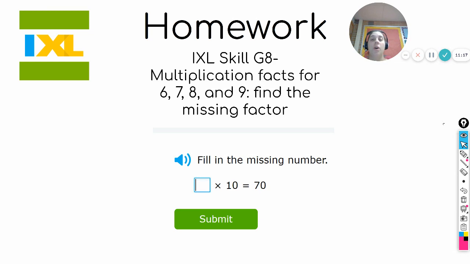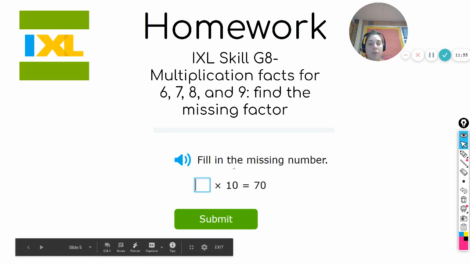Okay, that takes us to our homework. You're going to be doing IXL Skill G8, multiplication facts for 6, 7, 8, and 9, where you're going to find the missing factor. Okay, so we're practicing those new multiplication facts.